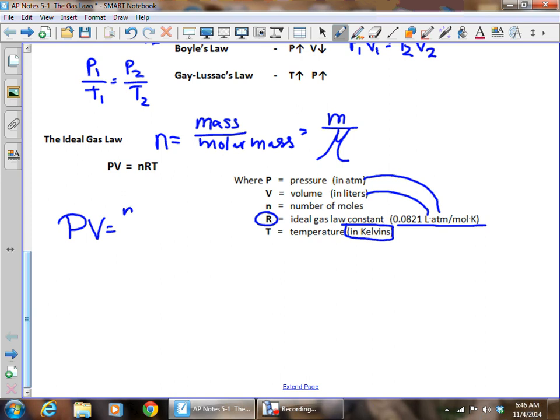So we've got mass over molar mass times RT. And most like to write it as PV equals mRT over molar mass. It just works a little bit better in our heads when we start trying to rearrange those equations.